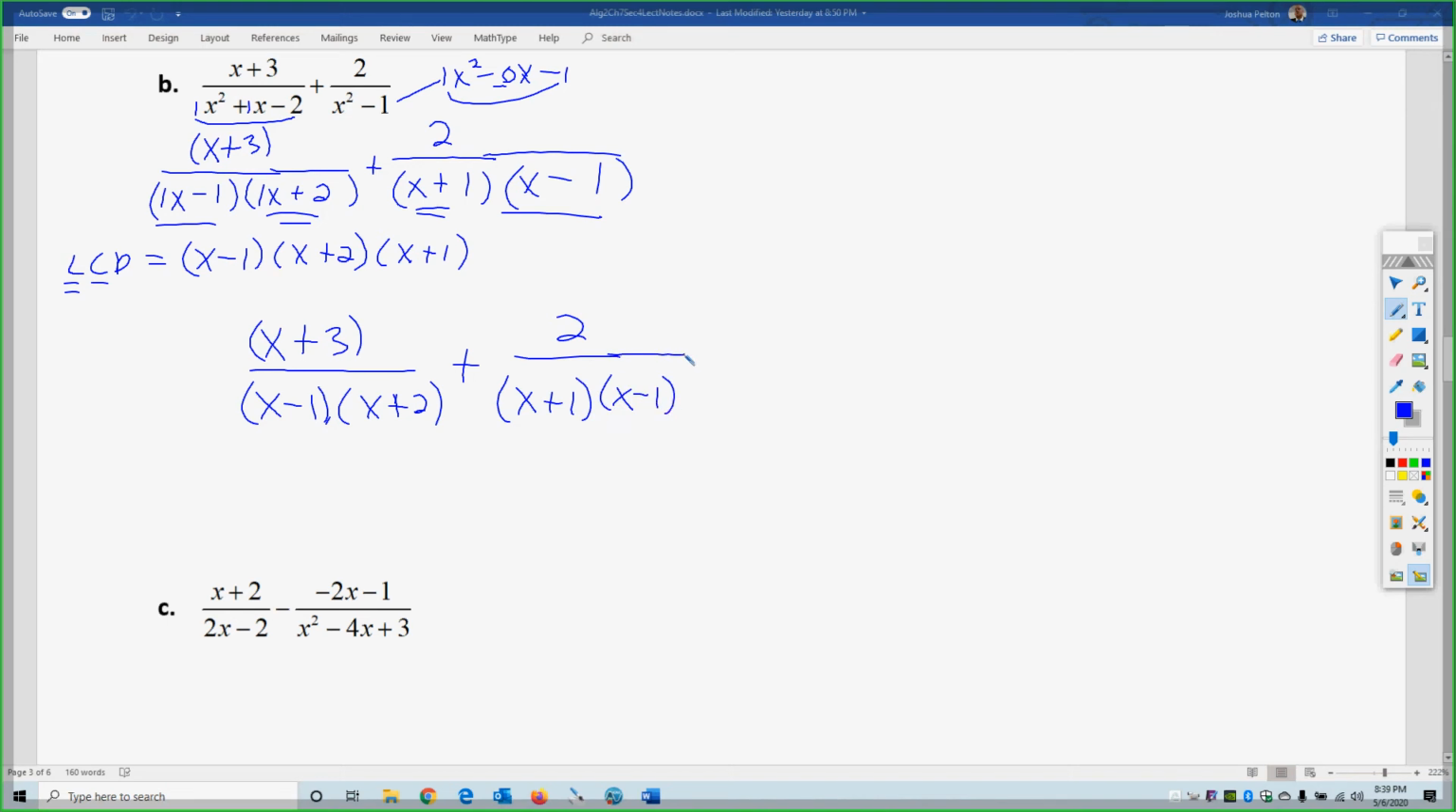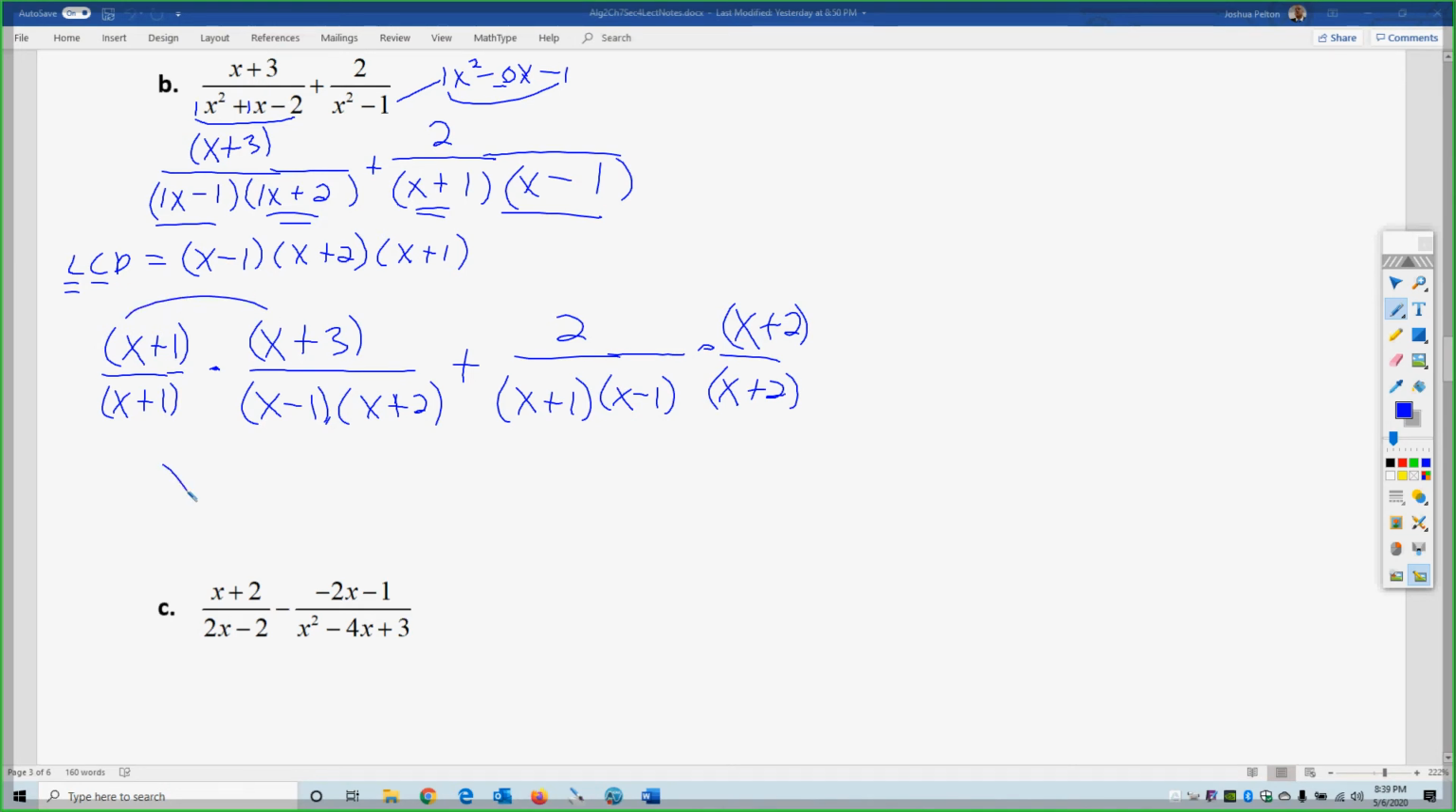Okay, so the left-hand term is missing an x plus 1. So we'll multiply by a fraction of 1. Because again, you can't just multiply by x plus 1 because that would change the value of the fraction. If you multiply a numerator or denominator by a number, it's a different fraction. But if you multiply the top and the bottom, it's still an equivalent fraction. And the second term is missing the x plus 2. Okay, so we'll have to multiply that out.